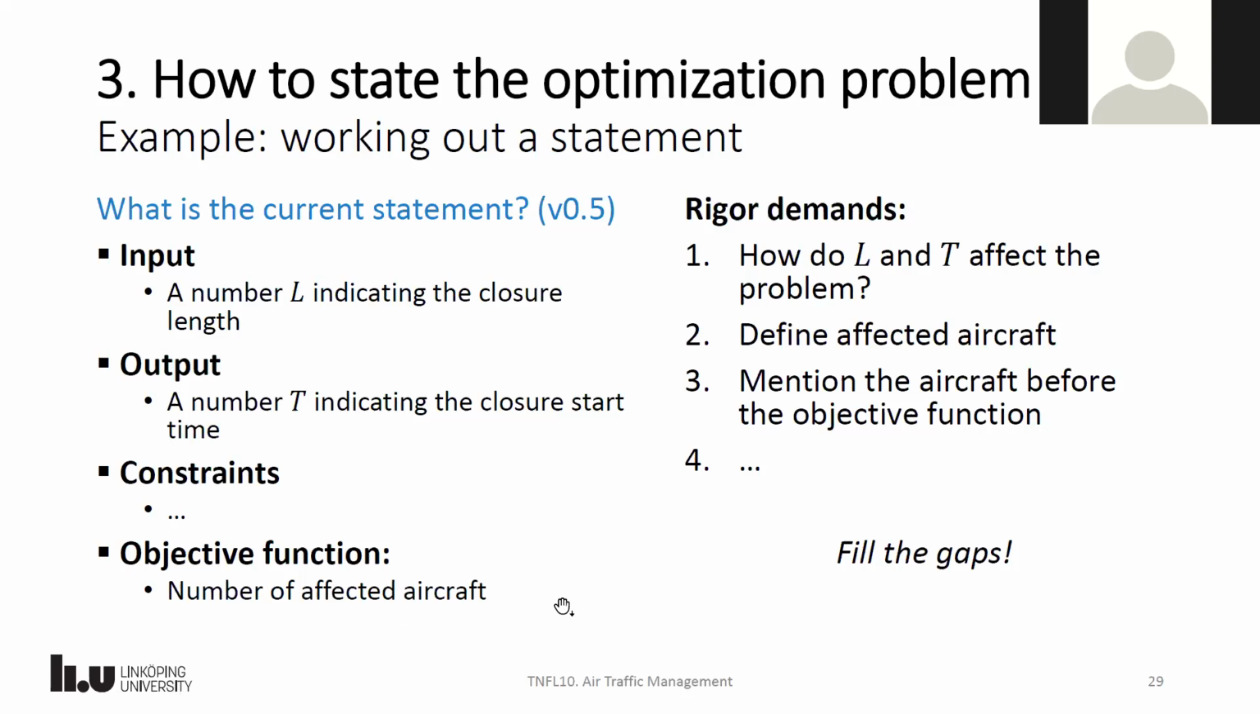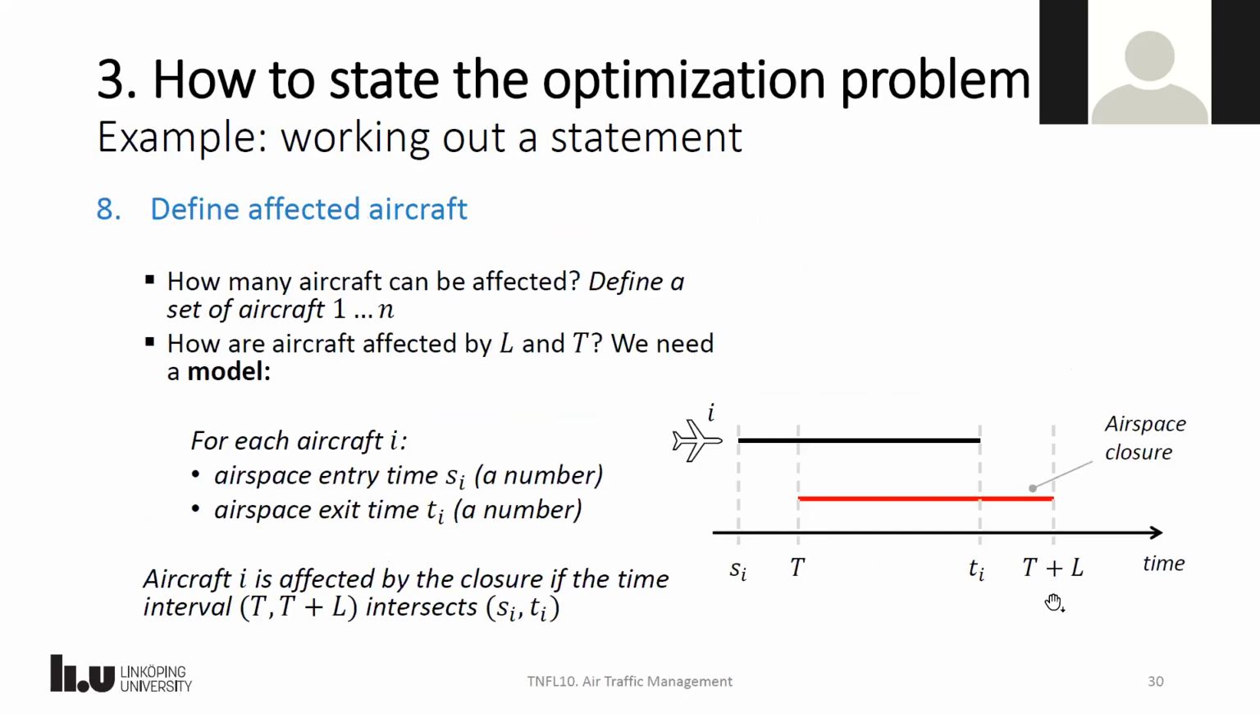So where does this come from? Well, it would be nice if we include it in our inputs as well, because we have to know something about this aircraft, right? So our task is to fill the gaps in general. First, we want to define what is an affected aircraft. So first, how many aircraft can be affected? We can define a set of aircraft from 1 to n.